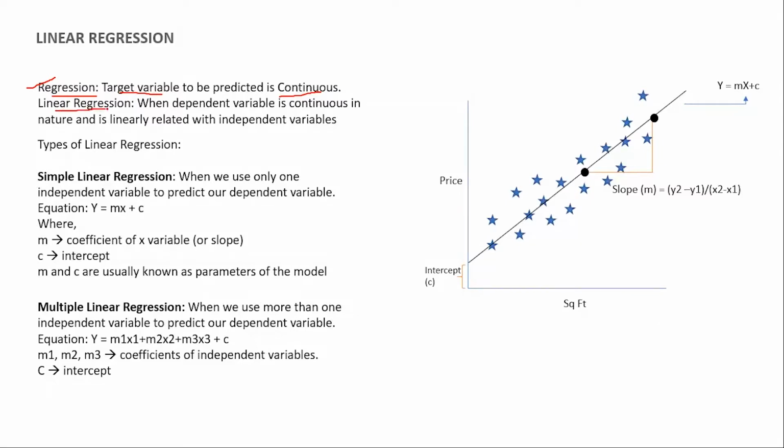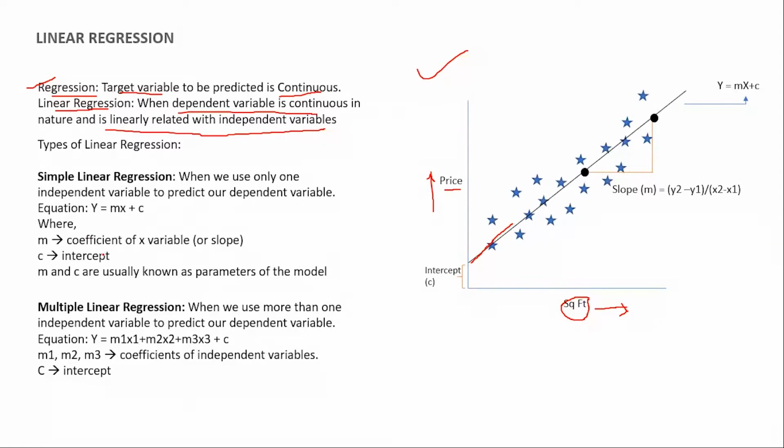Now, in a linear regression problem, our dependent variable is continuous in nature as well as linearly related with your independent variables. As you can see in this particular example, let's say I want to predict the price of a house using the square foot area of that house. As the area increases, the price of my house will also increase. So these two variables are linearly related with each other.